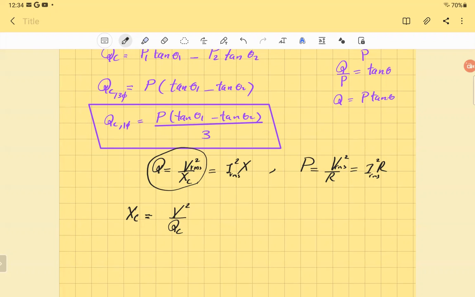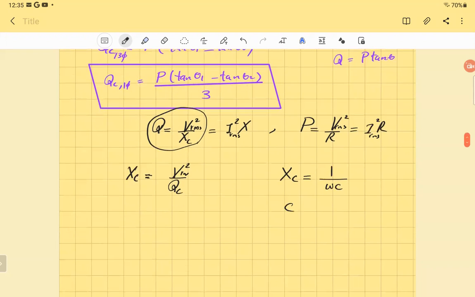So once you found XC, you can find the capacitor. Why? We know the capacitor. What's the relationship between the capacitive reactance and the capacitor? XC is equal to 1 over omega C. Accordingly, C is equal to 1 over omega XC, and omega is equal to 2 pi F. So C is equal to 1 over 2 pi F XC, and you have XC. So that's how we get C.